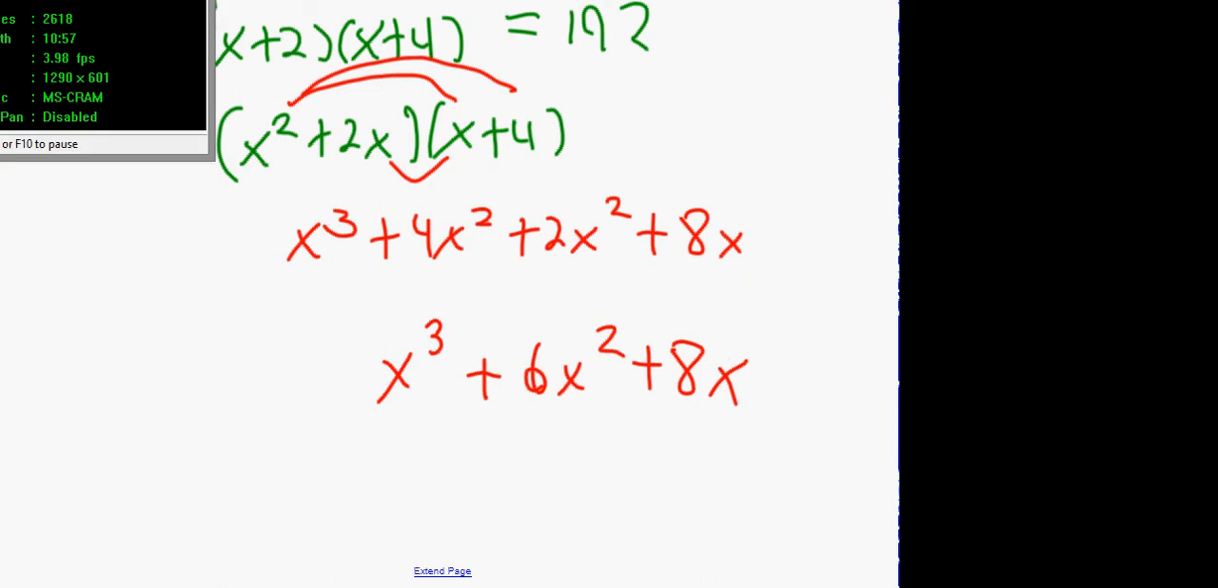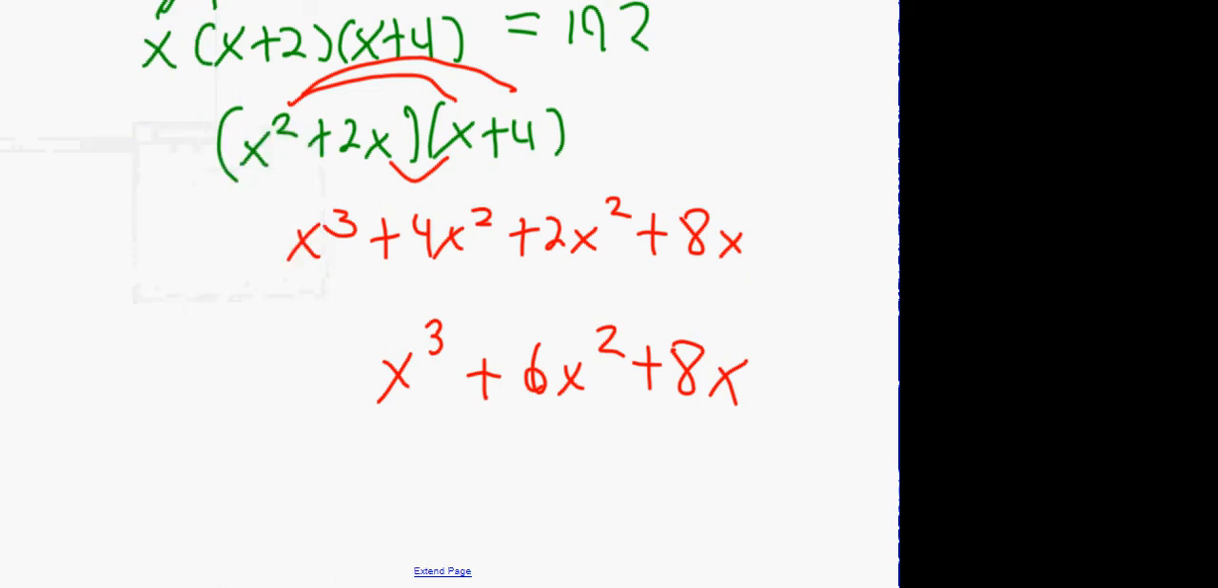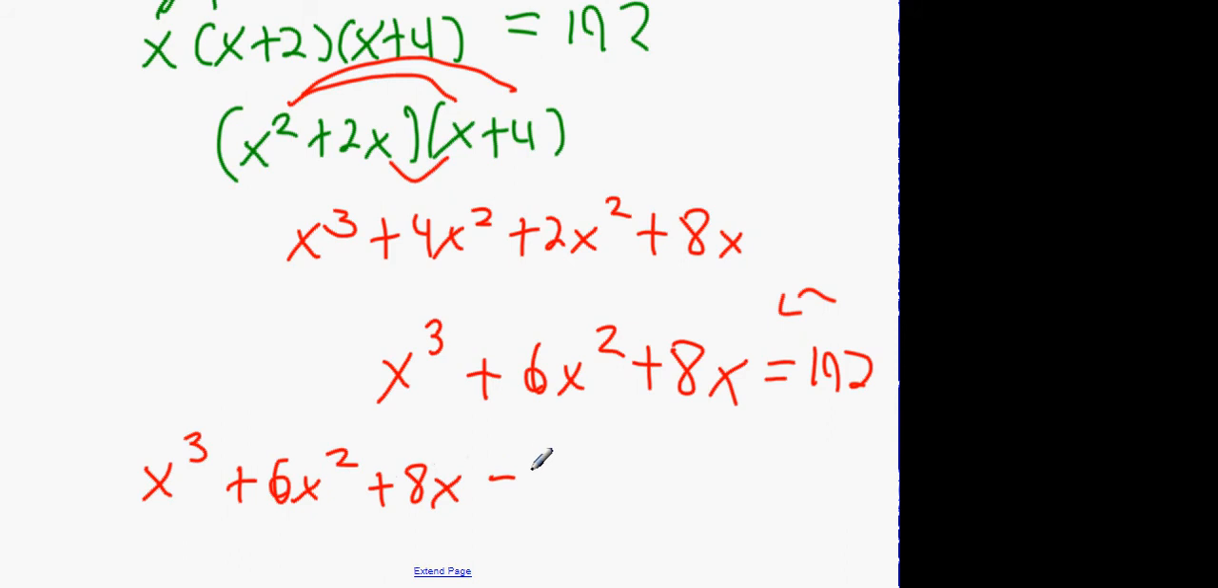Now, equals 192. Bring the 192 over to your side, and we're going to get x cubed plus 6x squared plus 8x minus 192 equals 0. Now this is our equation. This is the way we set it up. Whatever the value of x is, it must turn 192 equal to 0.